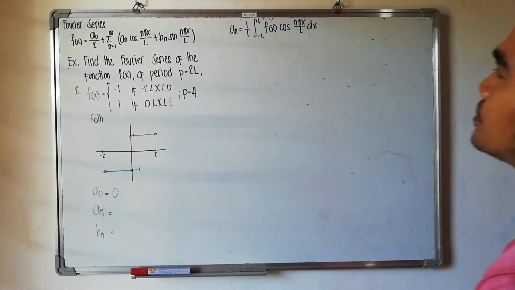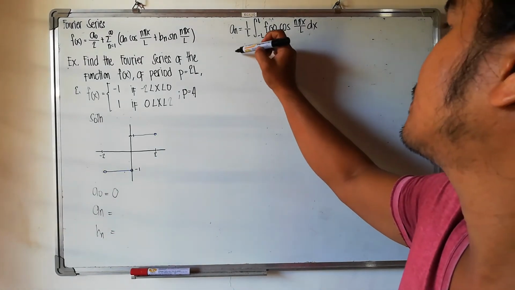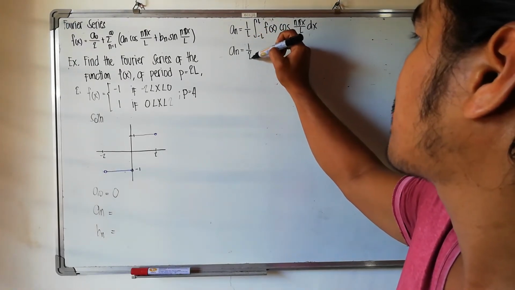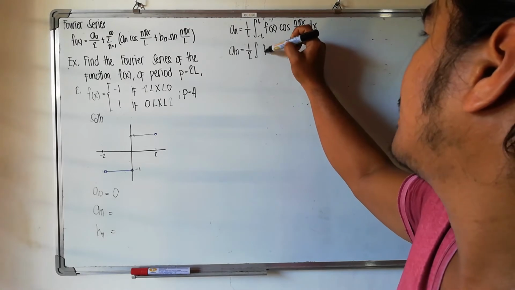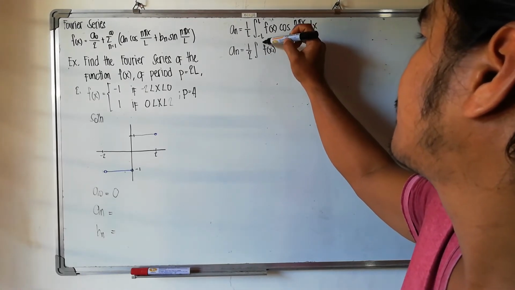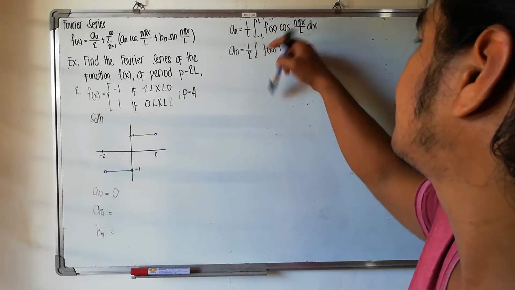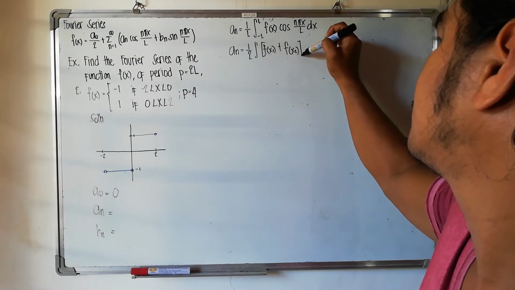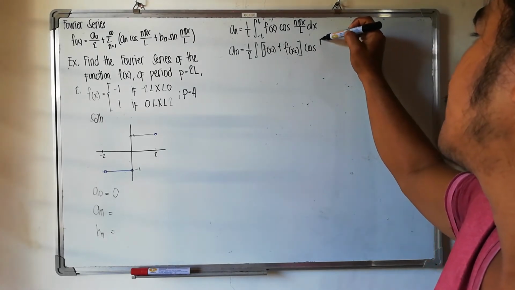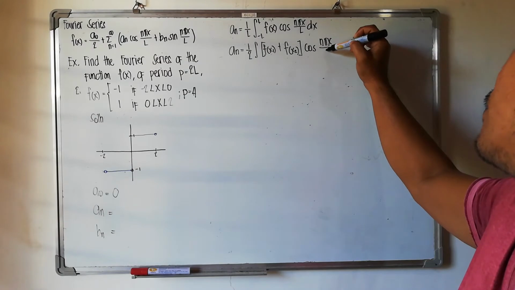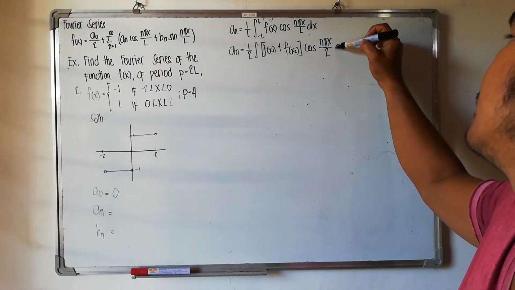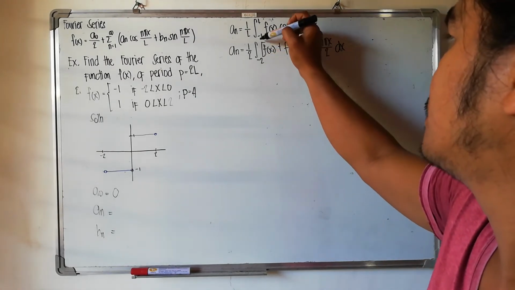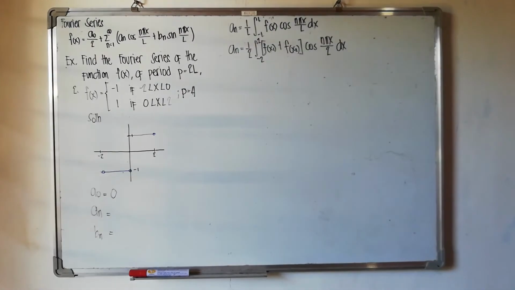Then our L is equal to 2, so substitute L is equal to 2. You have a sub n is equal to 1/2 integral of f of x sub 1 plus f of x sub 2 times cosine n pi x over 2, that is the value over L, dx, from the limit of negative 2 to 2.